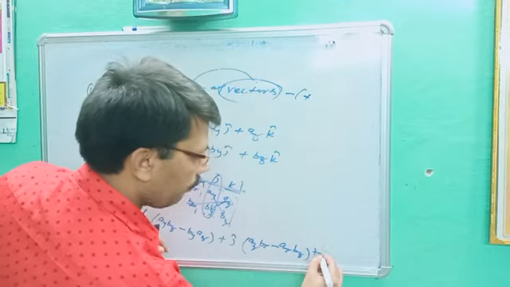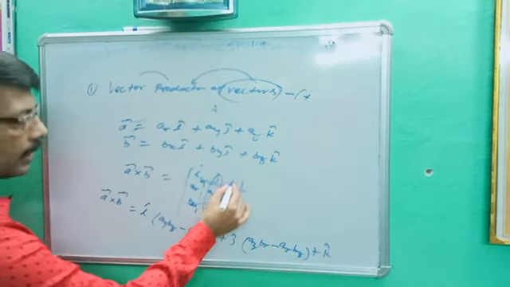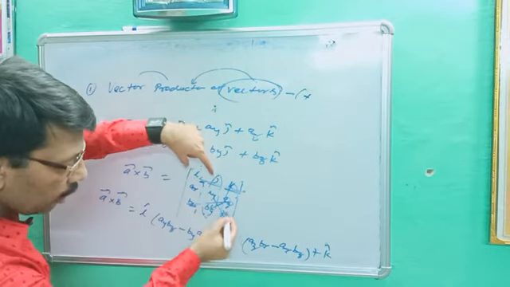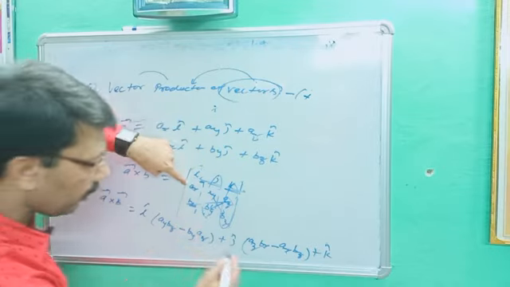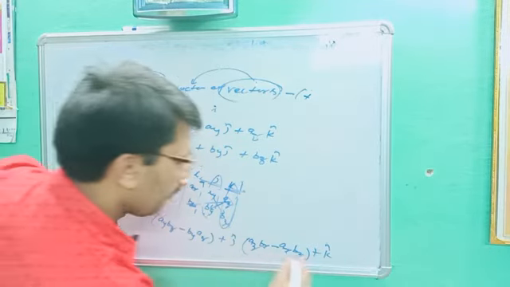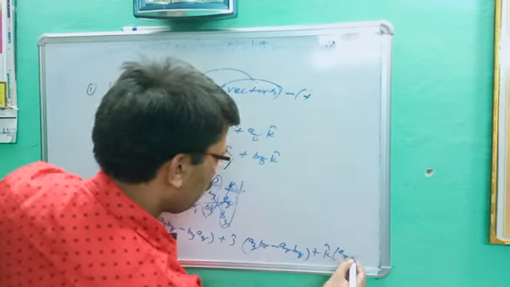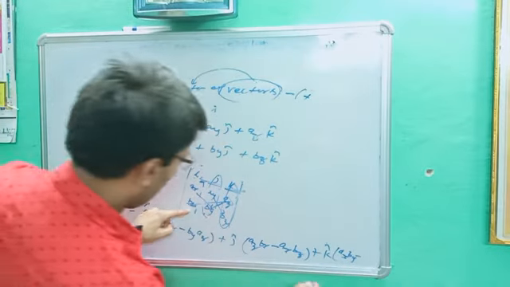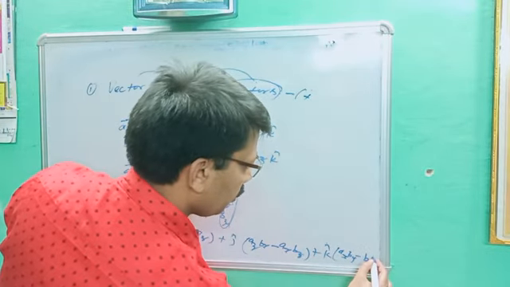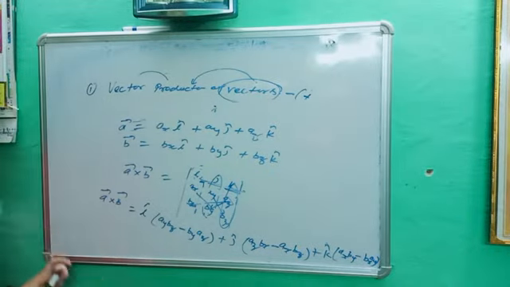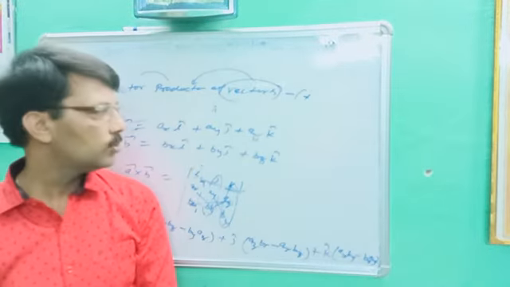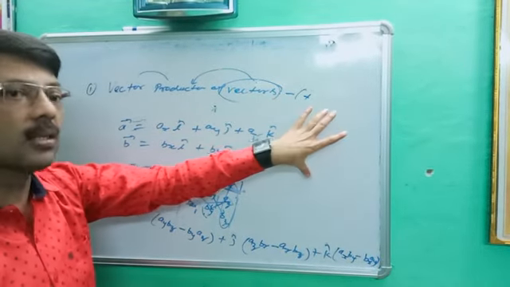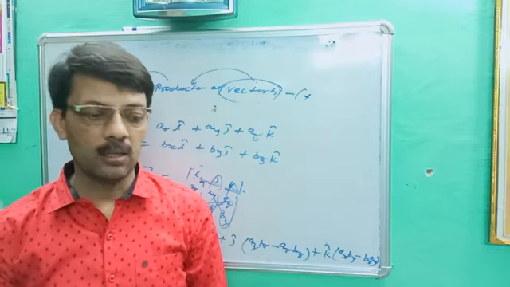Plus k cap. What is k cap? k cap means you have to leave out this one, not this. Okay. So again what do we get here? This and this, again in the same way. So we get ax by minus bx ay. This is called A cross B. And A dot B will be very easy: ax bx plus ay by plus az bz. That was the dot product, and this is the process of the cross product. Okay, that's all for today.